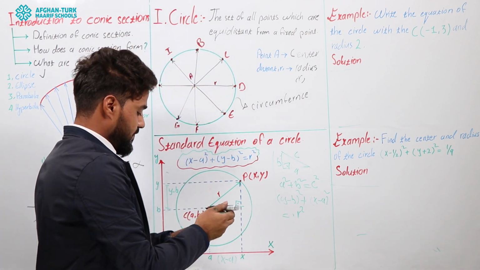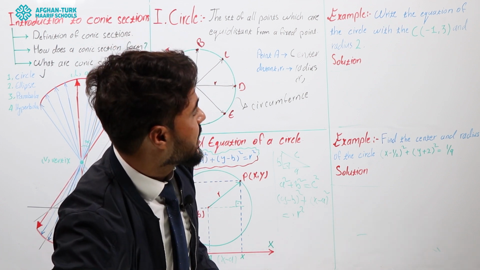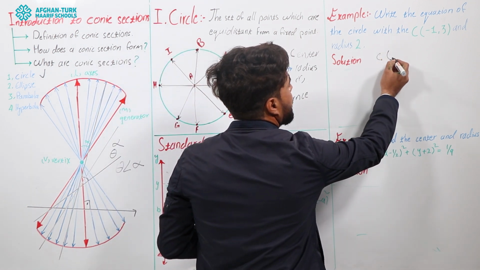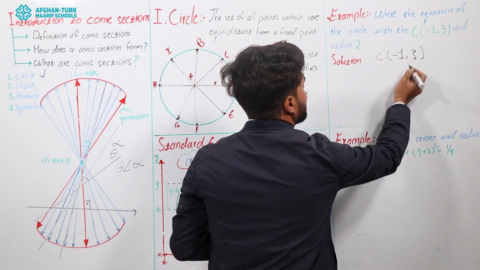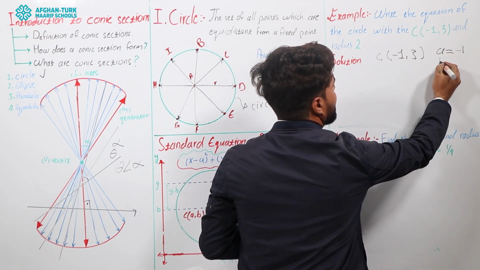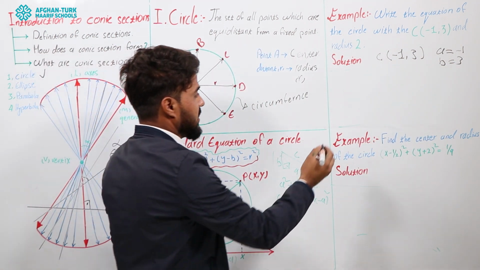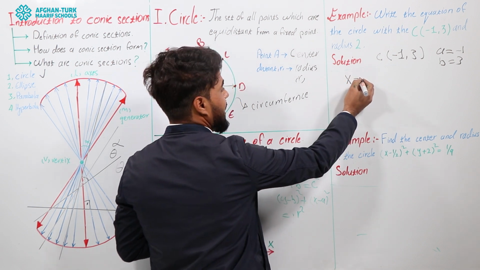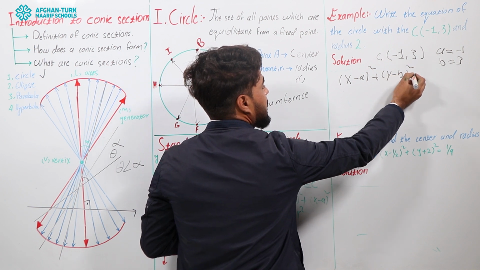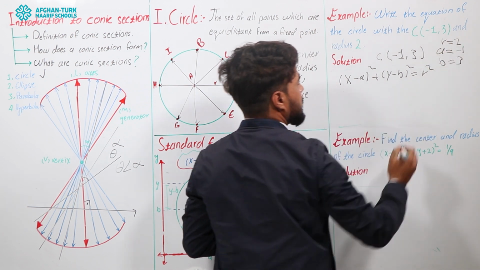Example number 1. Write the equation of the circle with the center (minus 1, 3) and the radius 2. So in here the center is minus 1 and 3. It means that a is equal to minus 1 and b is equal to 3. So now let's write the standard equation in here. Our standard equation is (x minus a) square plus (y minus b) square is equal to r square. Also our r is equal to 2.